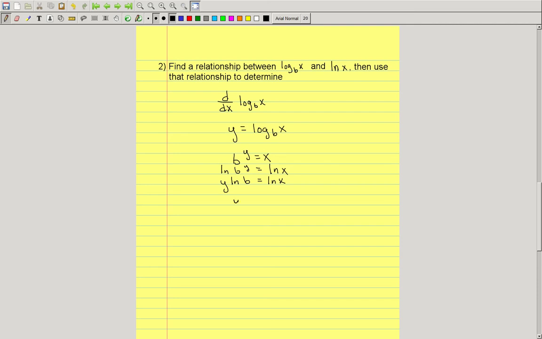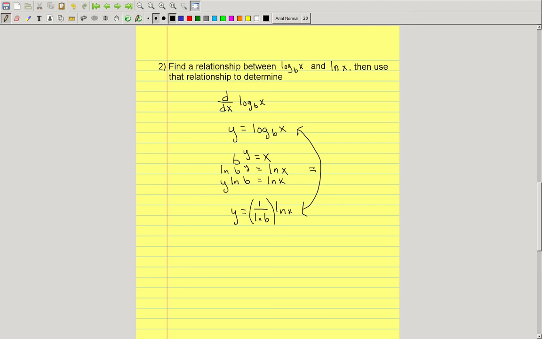So if I divide both sides of the equation by the natural log of b, which I can because it's just a real number, I get that y equals 1 over the natural log of b times the natural log of x. So this is our relationship between a logarithm base b and the natural logarithm ln x, because if I go back to my original statement, we see that these two expressions are equivalent because they both equal y.